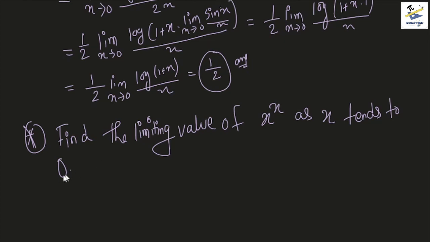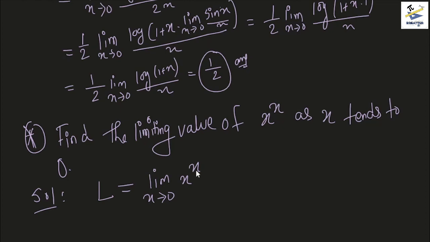As x tends to 0, right? Now the limiting value of x to the power x as x tends to 0 can be found out, and it basically is we are trying to find this thing. Let us name the limit L, and we are trying to find limit x tends to 0 x to the power x, right?